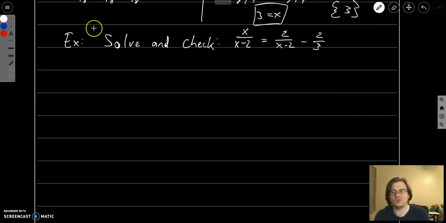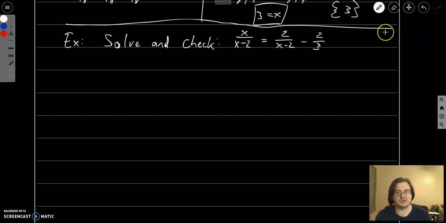Let's try one more, more or less straightforward one. So again, I have fractions. I want to multiply by the least common denominator, the lowest common denominator. So here are my 3 fractions. X minus 2 can't be factored anymore, so that's got to be 1 factor. X minus 2 can't be factored anymore, and 3 can't be factored anymore.